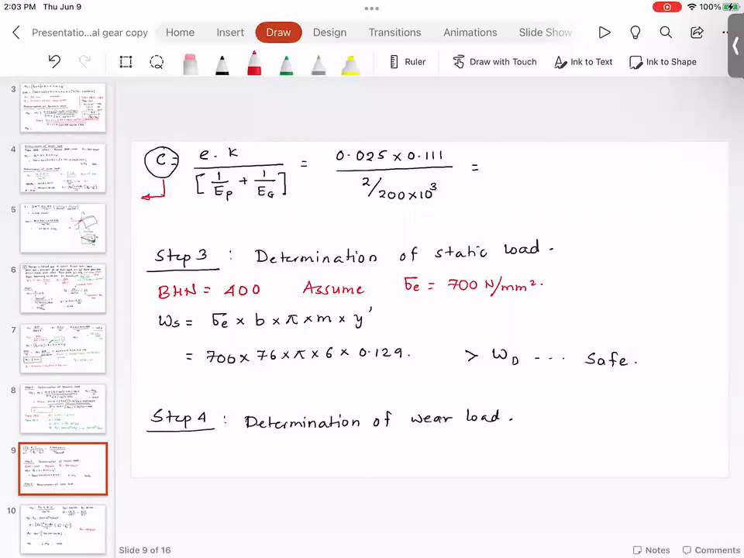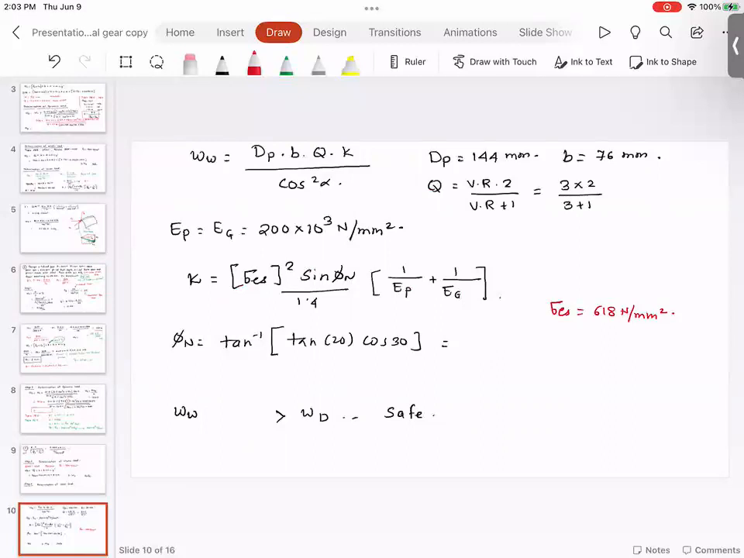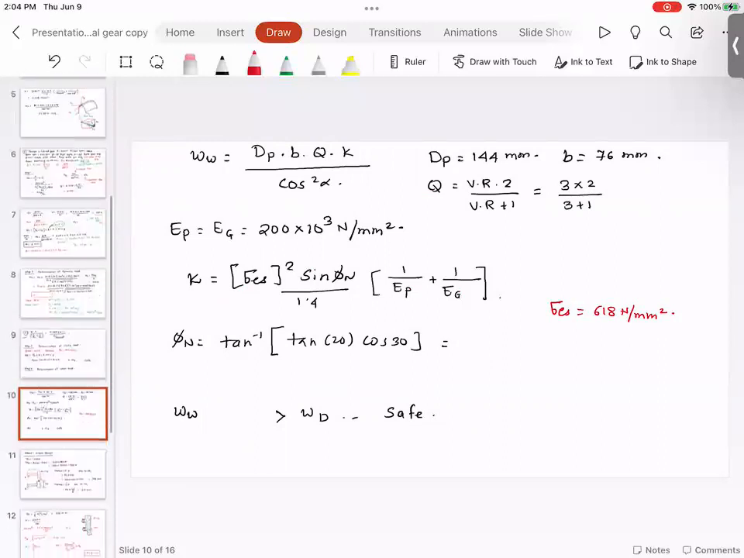Then the last part, we have to find out the wear load. WW is equal to dP times B cube K divided by cosine square alpha. We substitute the values and then find out the value of WW, and this value of WW should be greater than WD.